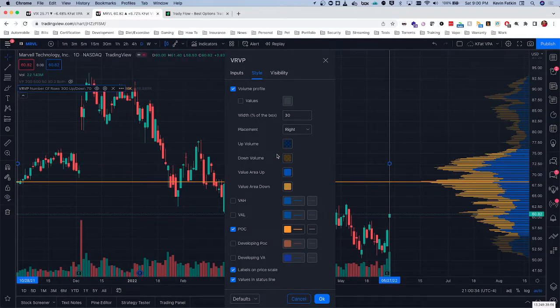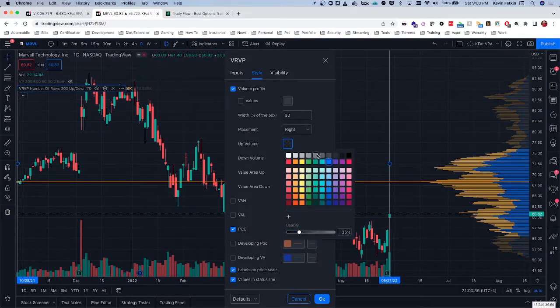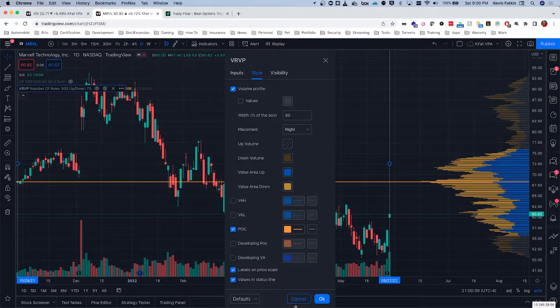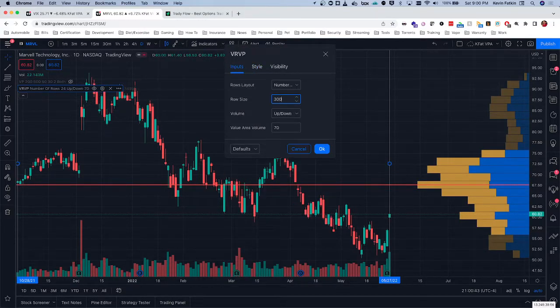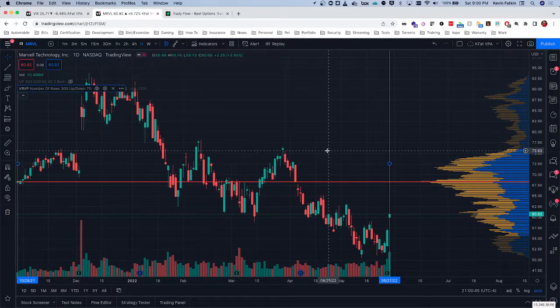But here it shows up volume, down volume. You could even change it to be the same color if you want. We don't really need to get into that, but I do want to change the row size just to get more details here. And now you can see I can see my low volume and high volume nodes much better.